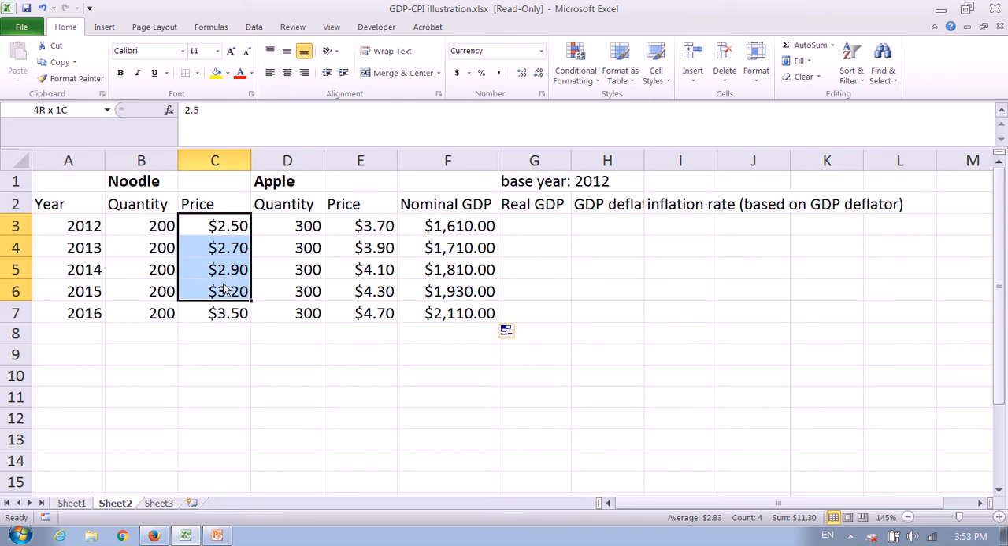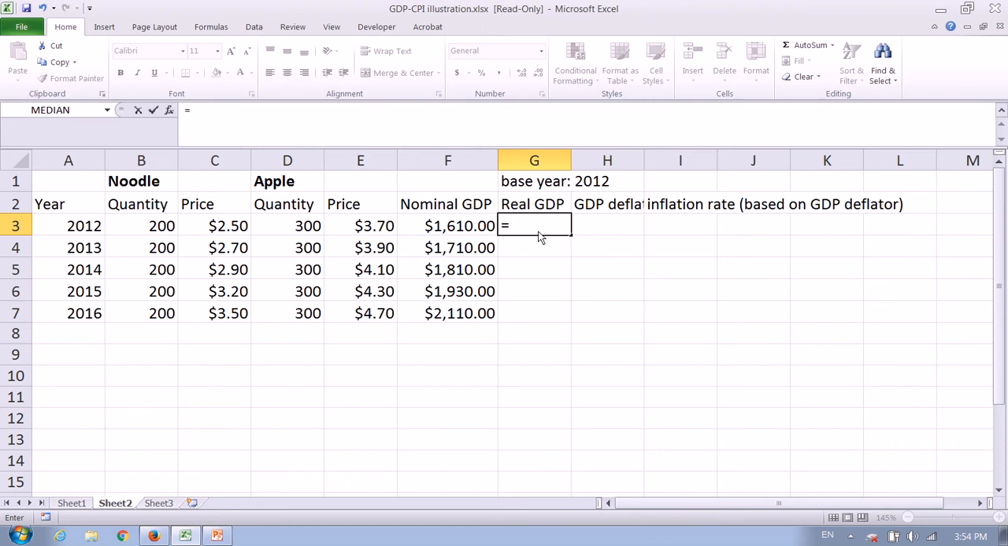Okay, so let's calculate real GDP. In order to calculate real GDP, let's choose a base year. Suppose I'm choosing year 2012 as the base year. So now I want to evaluate the market value of noodles and the market value of apples using 2012 price. This is constant price. Okay, and before we do any calculation, note that since I'm choosing year 2012 as the base year, in this year the nominal GDP will be the same as real GDP.